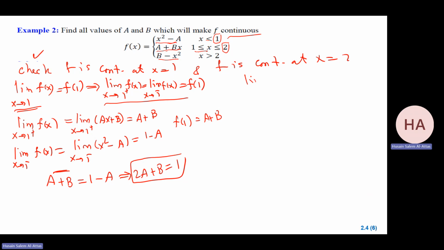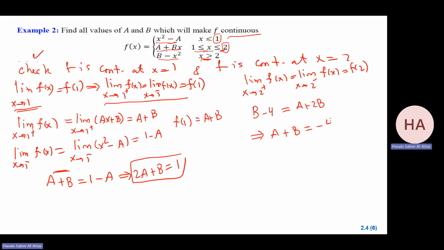Now for 2, let me do it quickly. That will be the limit as x goes to 2 from the left, and that should equal f at 2. From the right, I am here. Let me do the calculation quickly: b minus 4. From the left, I am there, so I have a plus 2b, since x equals 2, and here I have b minus 4. So this equation is what? Take b to the other side: a plus b equals minus 4.